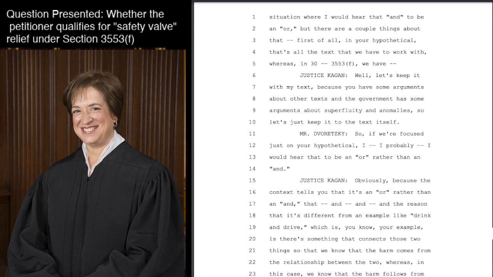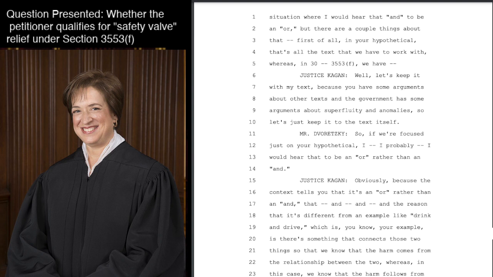And the reason that it's different from an example like drink and drive, which is your example, is there's something that connects those two things so that we know that the harm comes from the relationship between the two, whereas in this case, we know that the harm follows from any one of the things.